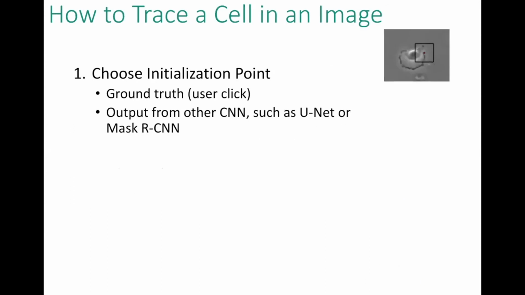Okay, so now that we have this input and output to our CNN, how do we actually leverage it to trace a cell in an image? So the first thing is to choose an initialization point, right? Choose something on the boundary of a cell in order to start the tracing algorithm. So we can do this in a number of ways. One is ground truth. So a user would click on the boundary of a cell. The other way we can do this is to use output from another CNN, such as UNet, which I talked a little bit about before, or Mask RCNN, which is another very popular cell segmentation method. And so that's this red dot that's shown in here.